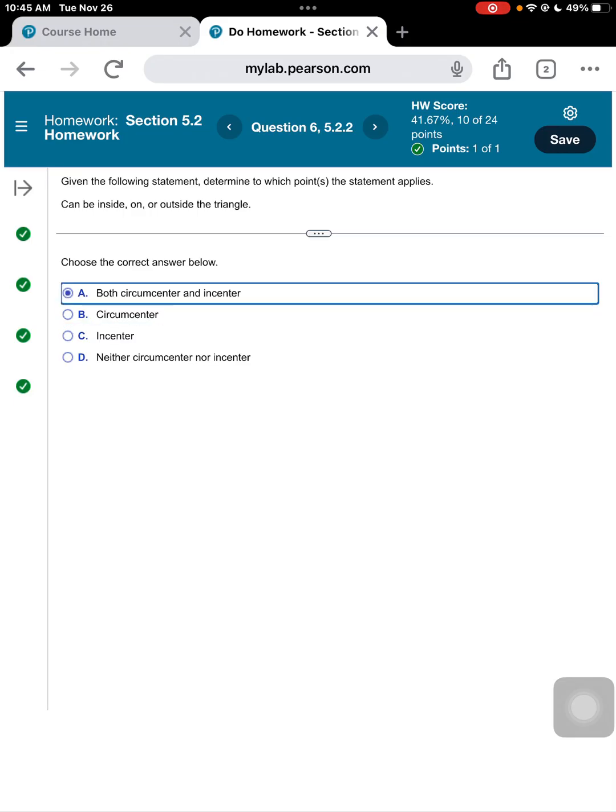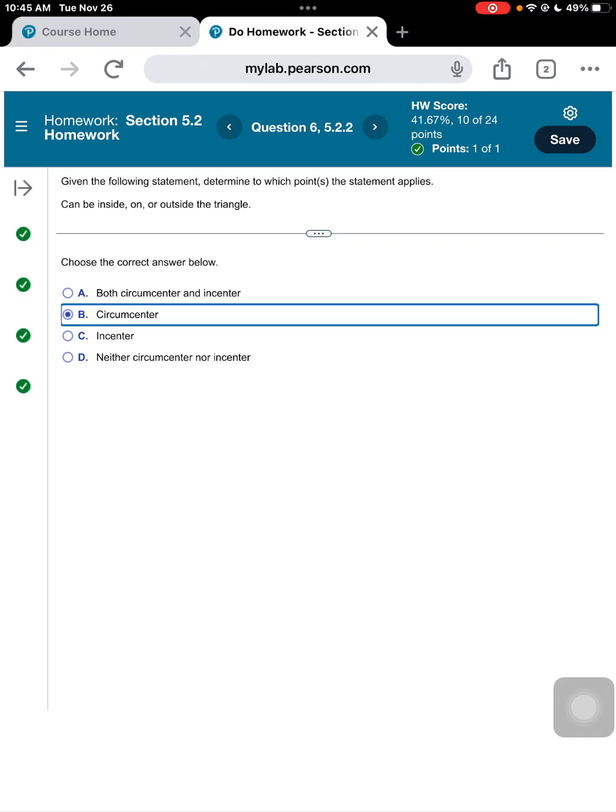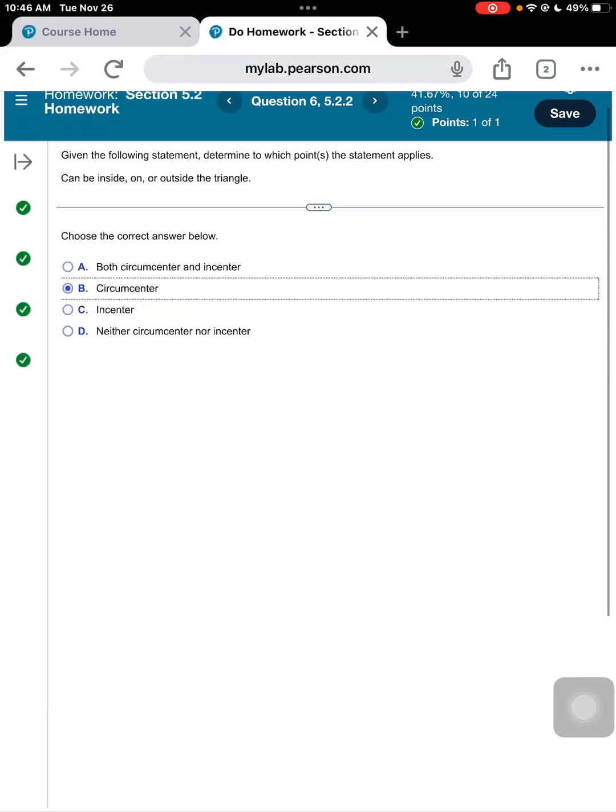So I know circumcenter for sure. What about incenter? Can an incenter be inside your triangle? Yeah, right? Because your incenter has an inscribed circle, and the center of that inscribed circle is called your incenter. How can that incenter ever be outside the triangle if it's the center of an inscribed circle? It's impossible. So the only time for now that your point of concurrency can be inside, on, and outside your triangle is your circumcenter. We know in 5.3 there's one more, but I don't want to get into that right now. Let's just focus on 5.2, circumcenter, okay?